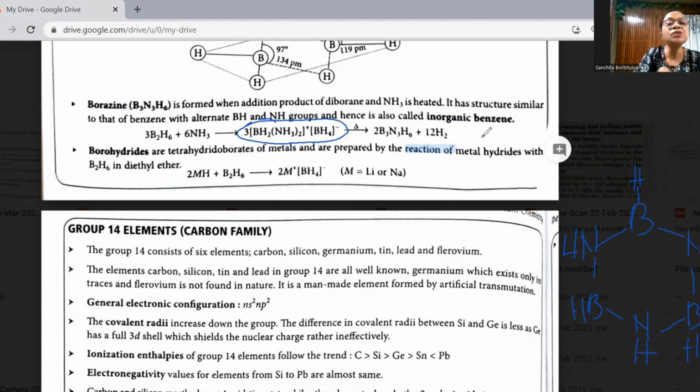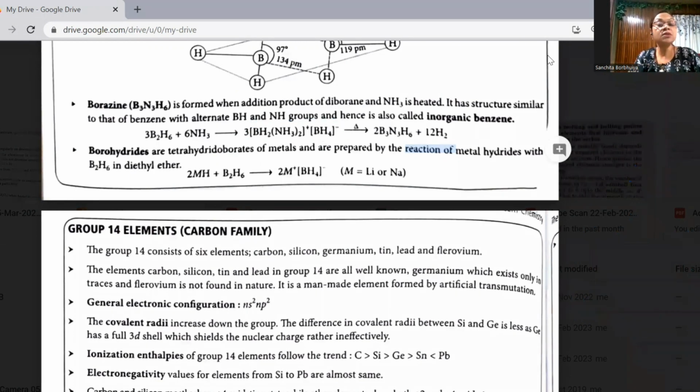This complex, you can write it as [BH2(NH3)2]+ BH4 minus, which is the complex that is formed, and then you heat this complex, you land up with your borazine, which is B3N3H6, giving out 12 molecules of hydrogen.